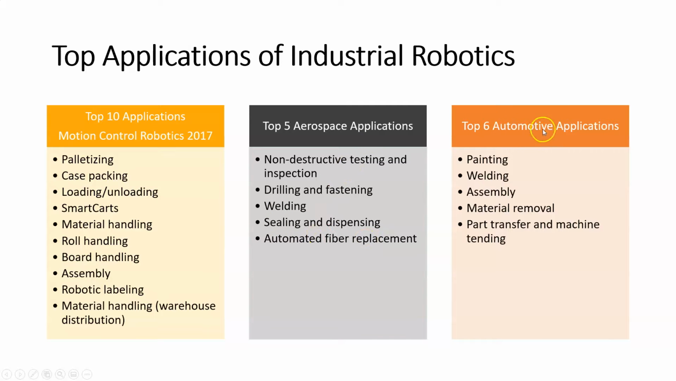And then in automotive applications, the number 1 application for robots is painting. And then next to that is welding, spot welding, right? Assembly is another one. Material removal, and then part transfer and machine tending, or moving parts from one machine to another.